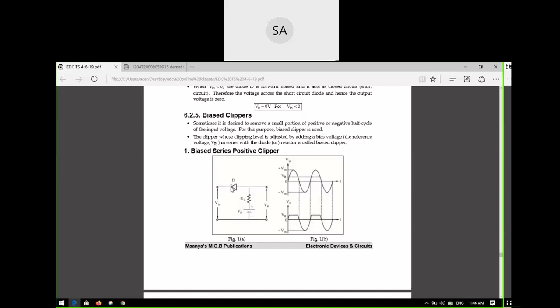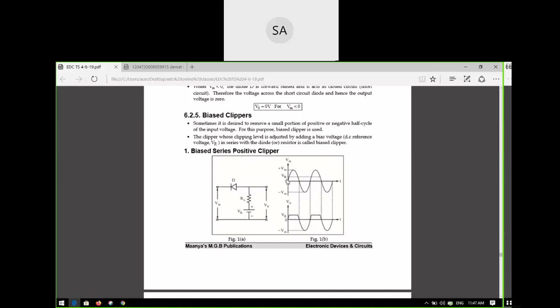And the diode is connected in series. Correct or not? And what is the type of clipper? It is a positive clipper, because see here the waveform. If you observe this output waveform, the complete positive half cycle is not removed. Only some portion of the positive half cycle is removed, and the remaining part is there. In the previous case, the complete half cycle was clipped off. Here only some portion, this peak value.